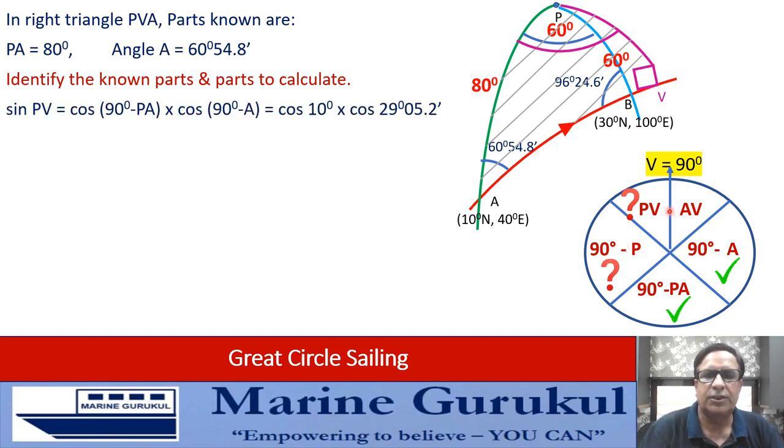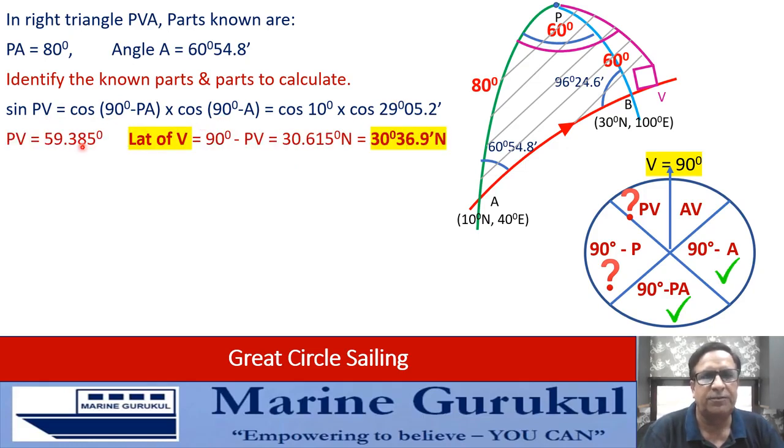So if you see for PV, these known parts are opposite parts. So we apply sine of the middle part is equal to the product of the cosines. We put the values and we get the value of PV as 59.385 degrees, which is colat of V, and therefore latitude of V is 90 minus PV, equal to 30 degrees 36.9 minutes north.